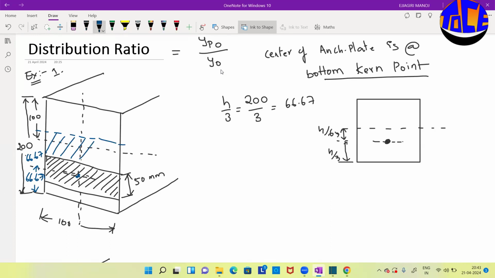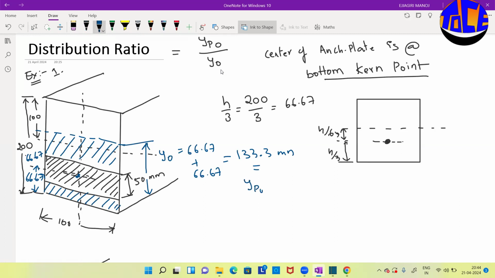So this region will be the effective region of distribution of the anchorage force. This height will be your y0. So y0 is equal to 66.67 plus 66.67, so it will be around 133.3 mm. And your yp0 you can directly take from the given data, that is 50 mm. And y0 will be 133 mm.